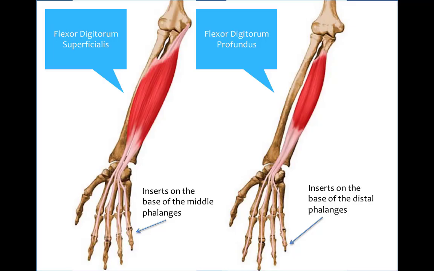Demonstrations of the flexor digitorum superficialis muscle and tendon on the left and the flexor digitorum profundus muscle and tendon on the right. These are both very long muscles with very long tendons.